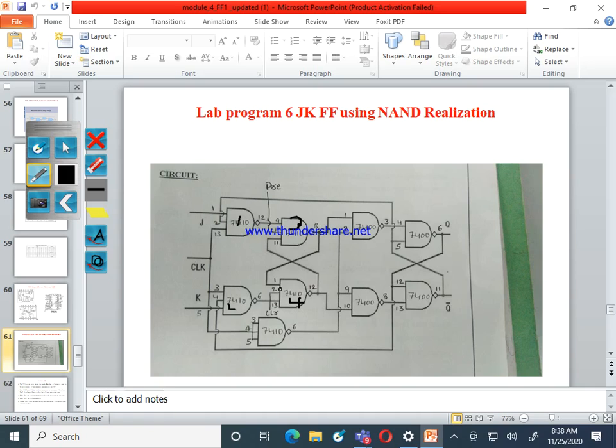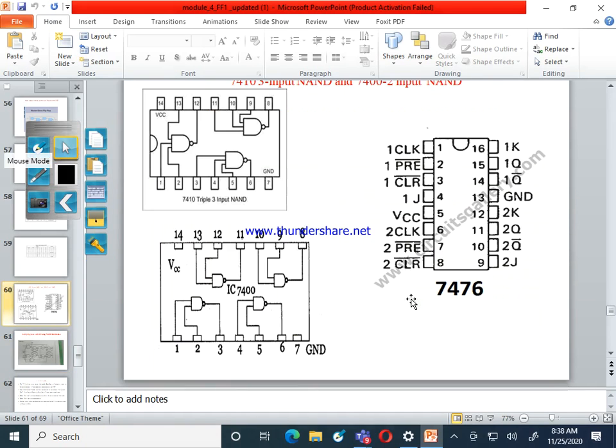Then what about the fourth one? Is it possible to do the fourth one in the same IC, or can I insert one more IC in the slot? Is it possible in the same IC? This one, the fourth one? Can you check it? Can you check how many NAND gates can be realized in a single IC?